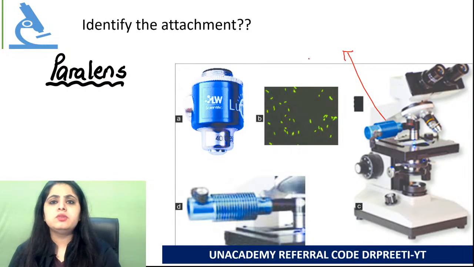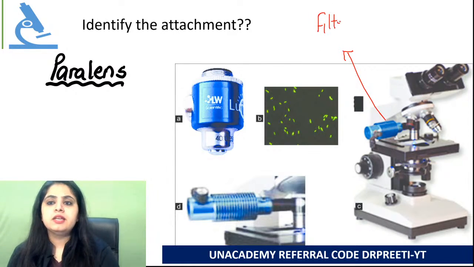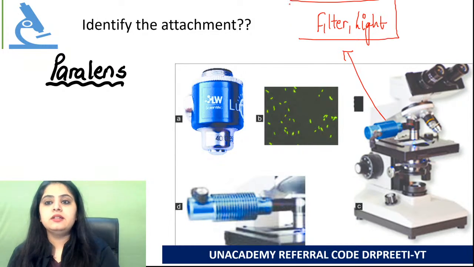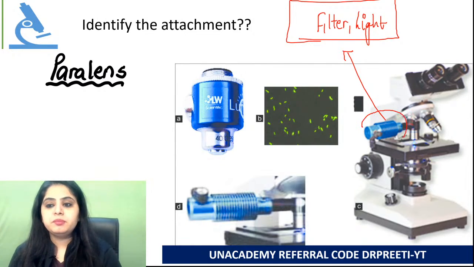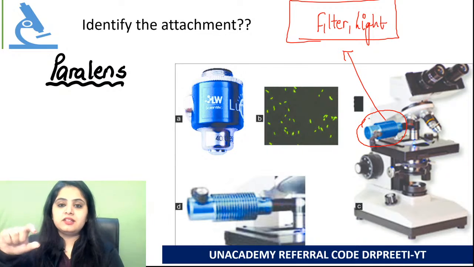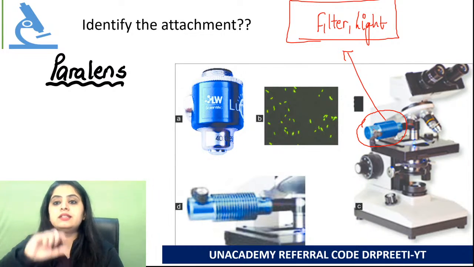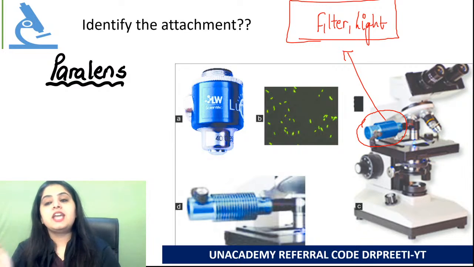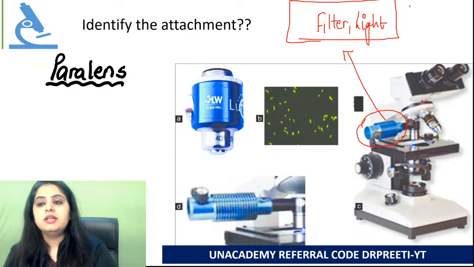What are the things that you need? You'll say, ma'am, I need a filter and I need a different kind of light. So this particular small device is like a small fitting that you put. It has a special filter inside it and a light inside it, which will convert any normal microscope. Any light microscope can be converted into a fluorescent microscope.